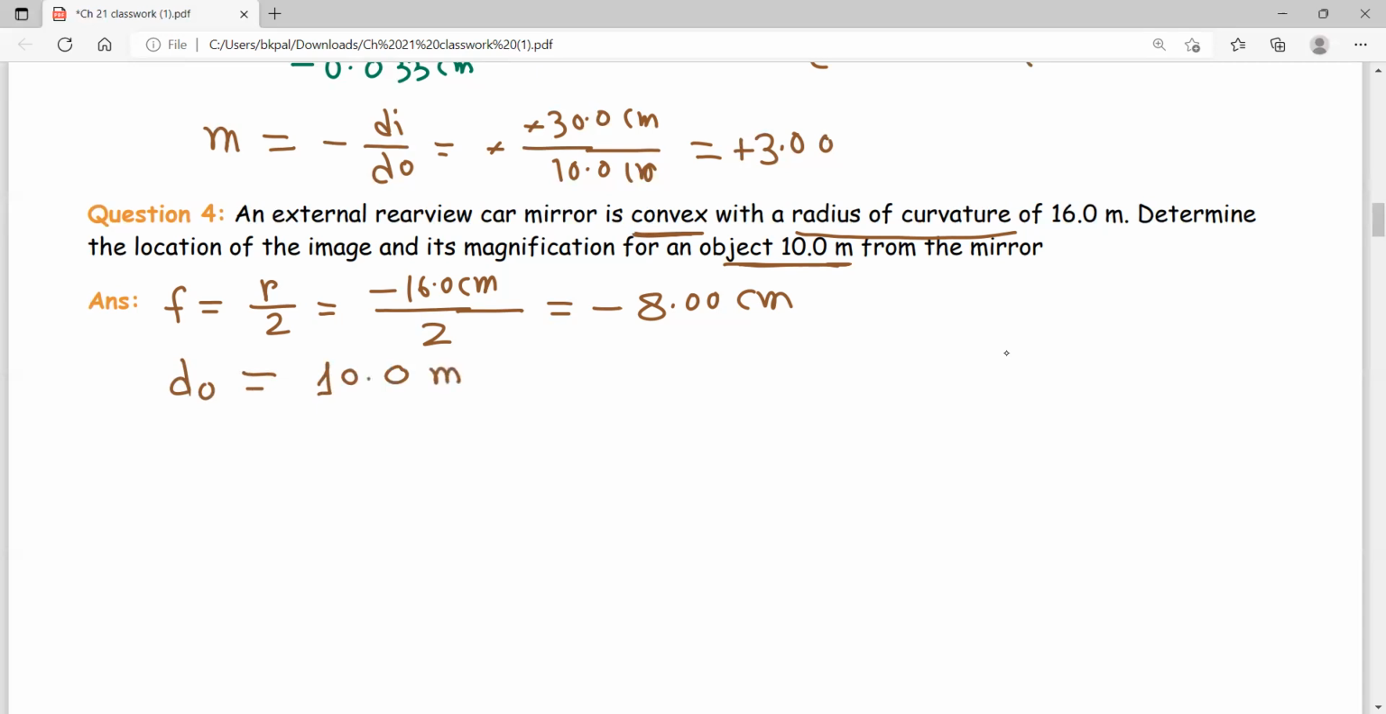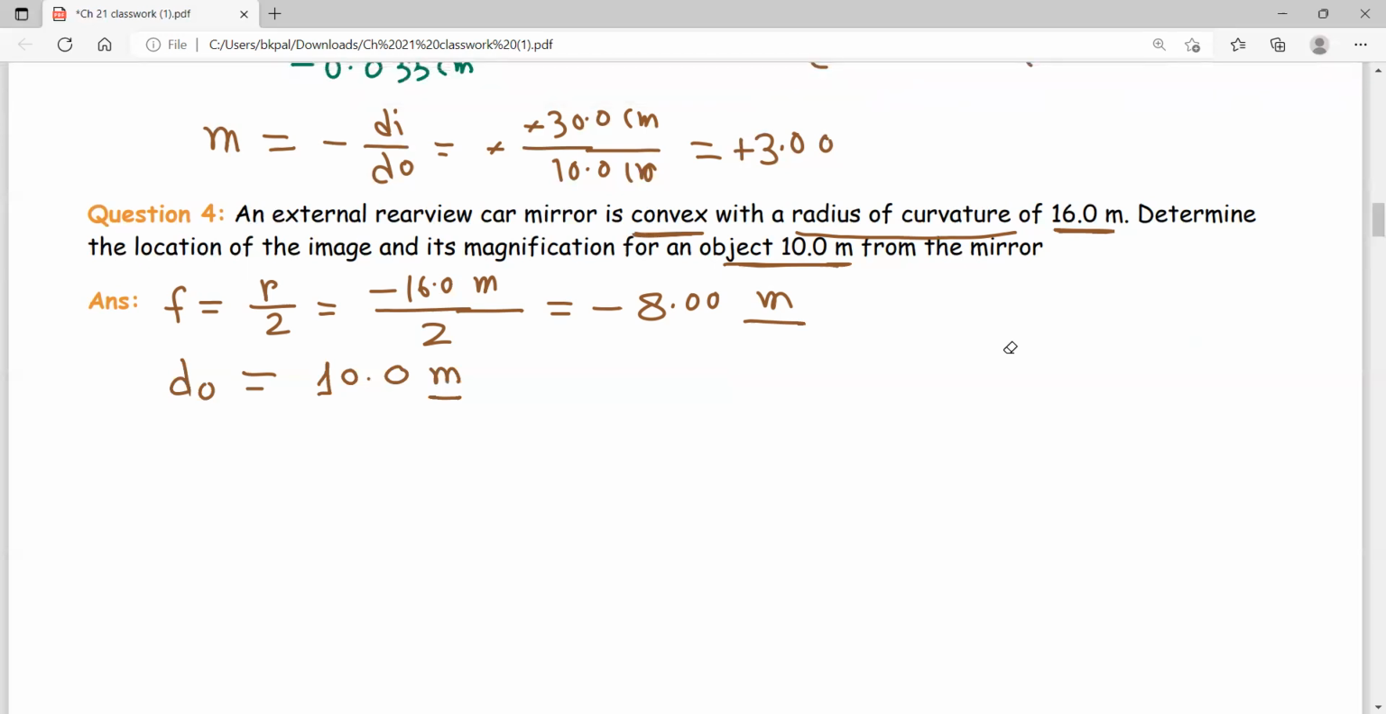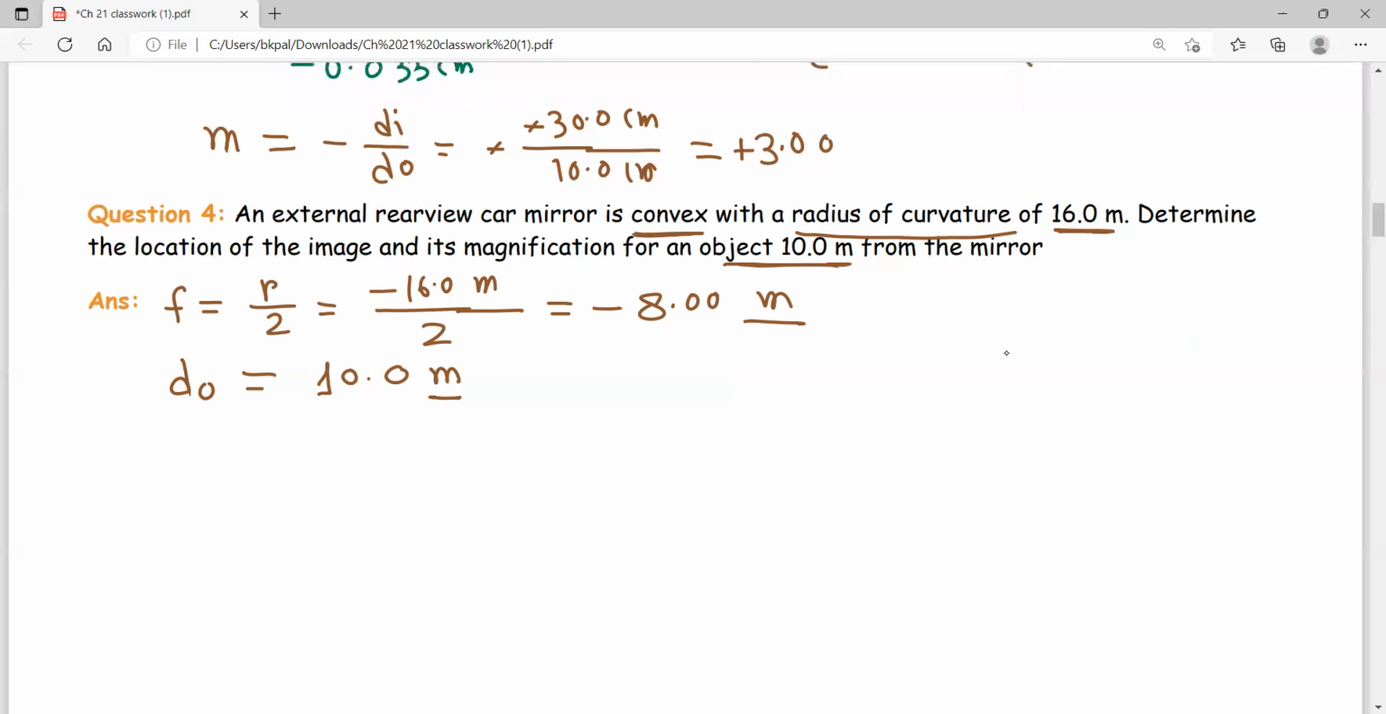Now we have to be careful. One is in centimeter, one is in meter, so we have to convert both either to meter or both to centimeter. Oh, sorry, I'm sorry. It is meter. Sorry, this is 16 meter. So 16 meters, so we are fine here. Because it is given in meter, all are in meter, so our answer will be in meter.